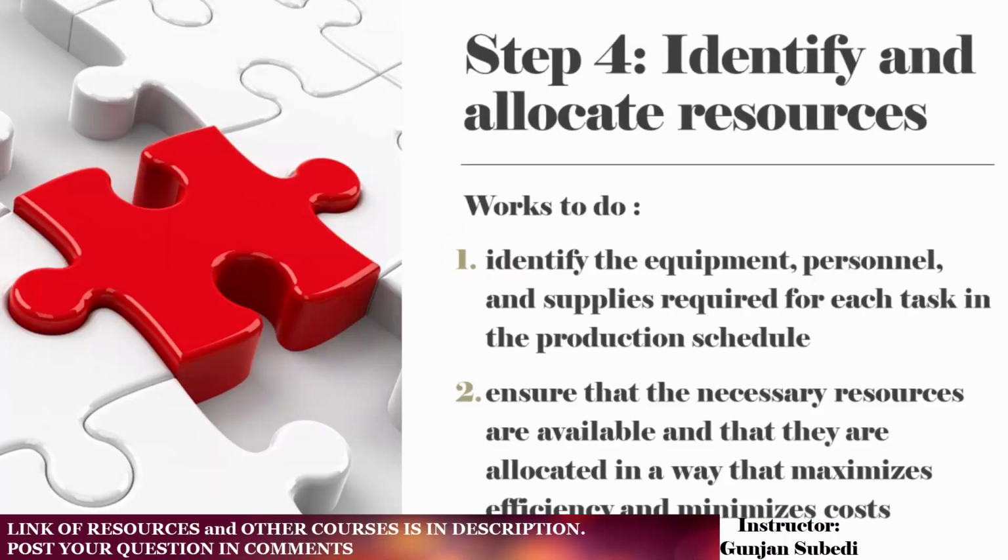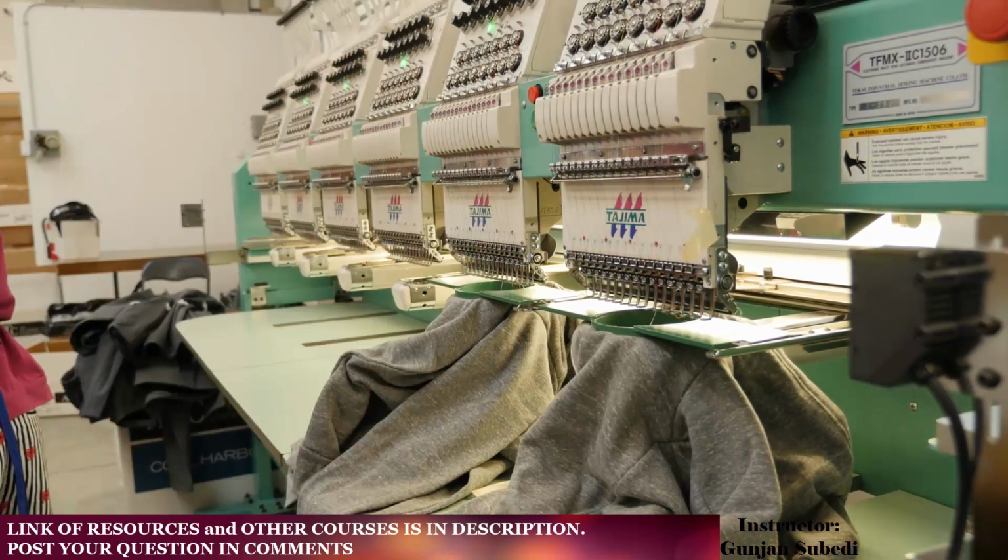The next step is to identify and allocate resources and materials needed to complete the production process. This includes identifying the equipment, personnel, and supplies required for each task in the production schedule. It is important to ensure that the necessary resources are available and that they are allocated in a way that maximizes efficiency and minimizes cost.